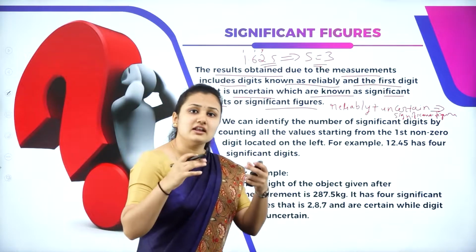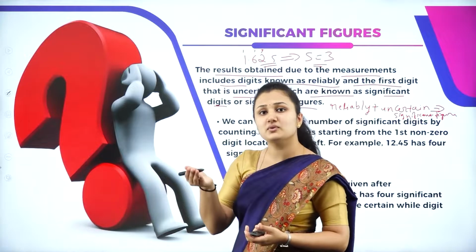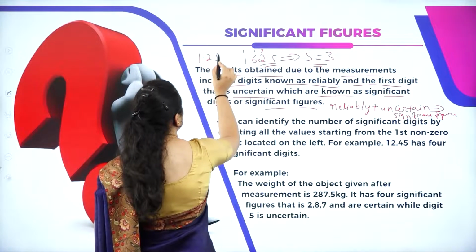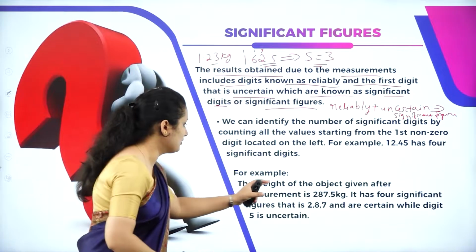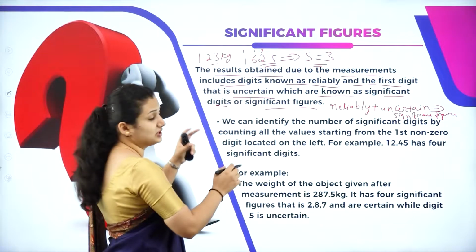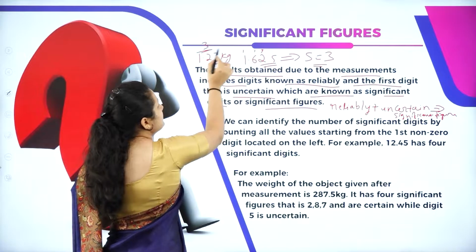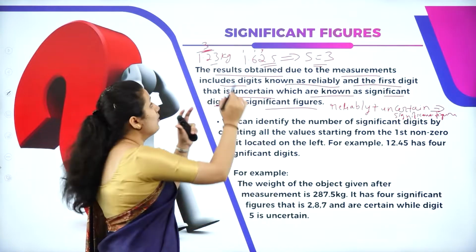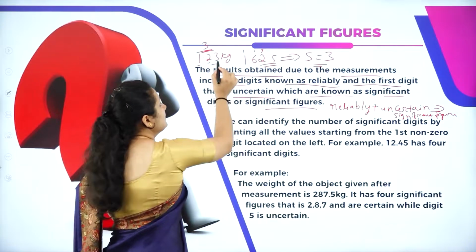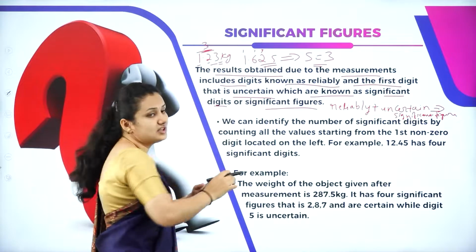For example, take another measurement. I am measuring the weight of an object. What is the weight of this pen? For example, I'll write it as 1.23 kg or something like this. How many significant figures do I have here? 1, 2, 3. So totally 3 significant figures, wherein 1 and 2 are reliable and certain. 3 is uncertain. Reliable plus uncertain gives me the significant figures, which is 3 here.